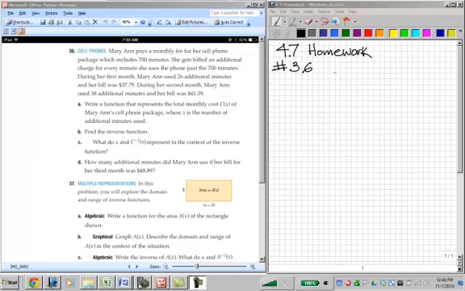Number 36. Mary Ann pays a monthly fee for her cell phone package, which includes 700 minutes. Now, the problem is not going to do anything with those 700 minutes. All it's going to talk about is what she gets billed for additionally and her setup fee. Okay, so the 700 minutes aren't going to come into it. So she gets billed an additional charge for every additional minute that she uses.